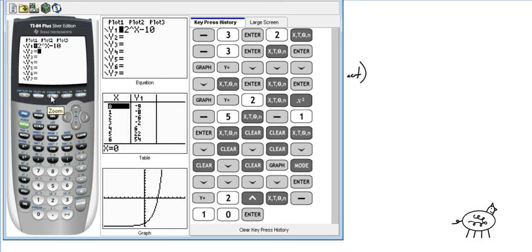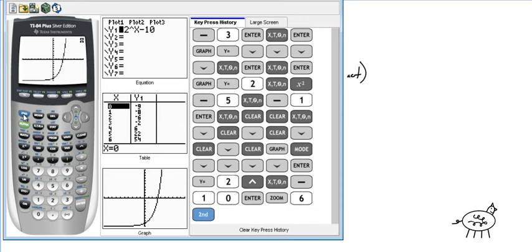Okay, and then let's zoom 6. All right, and of course this is where the value of y equals 0, which is your x-intercept. So we're going to do second, and again, these are the buttons you're pushing. You enter that equation in, so you hit y equals, you put the equation there. So second, trace 2 to find your 0.